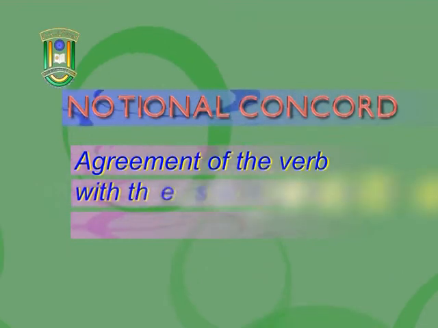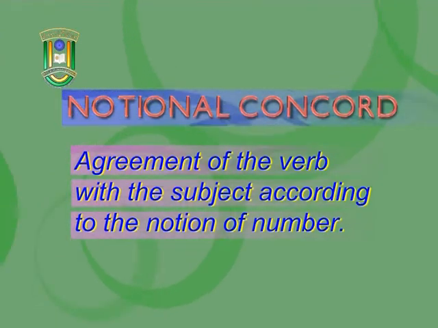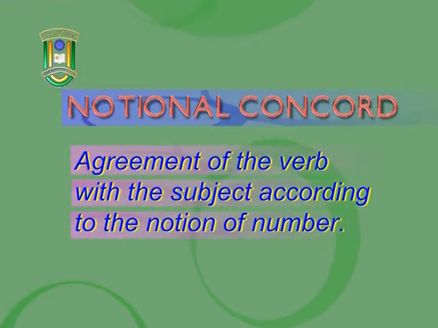Now, if grammatical Concord is clear, let us move on to notional Concord. What is notional Concord? How is it governed? Notional Concord refers to the agreement of the verb with the subject according to the notion or the idea of number. Take, for example, the word government. Is it singular or is it plural? Well, if your notion of government is of one single unit, you would consider it in the singular. And you may tell a sentence like, the government has declared a holiday tomorrow.